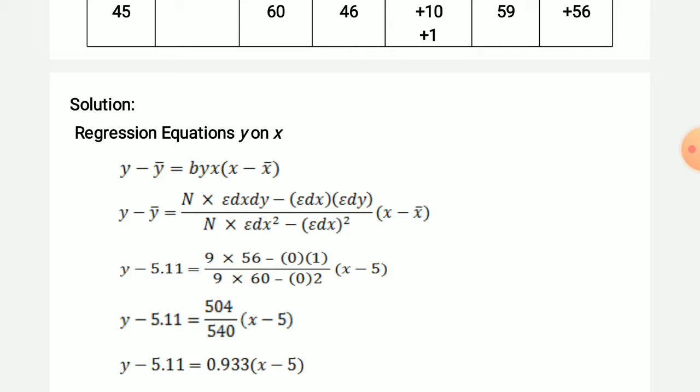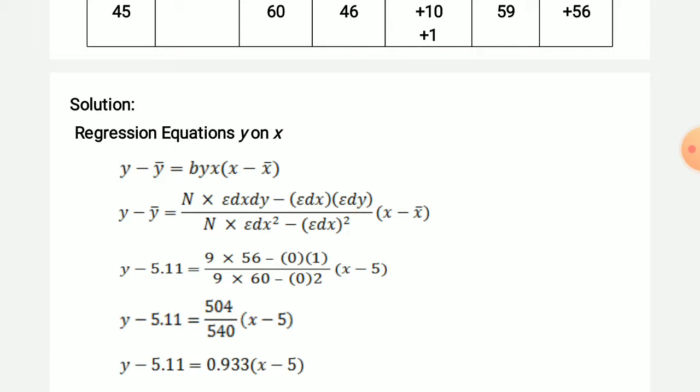Y minus y bar means 5.11 is equal to 9, number of items or observations, 9 into sigma dx dy 56 minus sigma dx 0 into sigma dy 1, divided by n 9 into sigma dx square 60 minus sigma dx square 0 whole square, into x minus x bar. X bar the value 5.